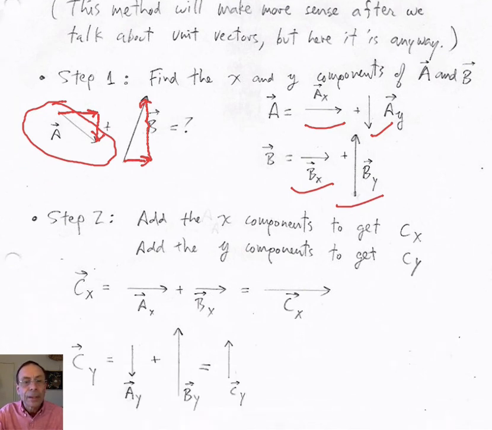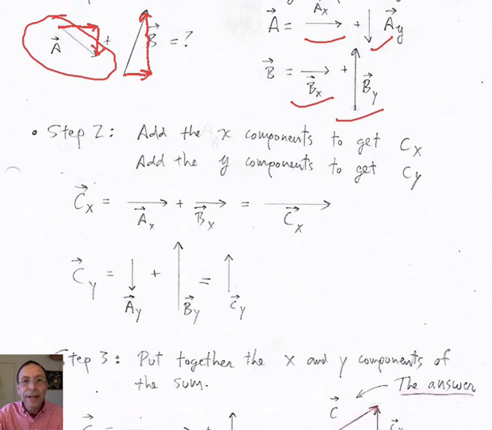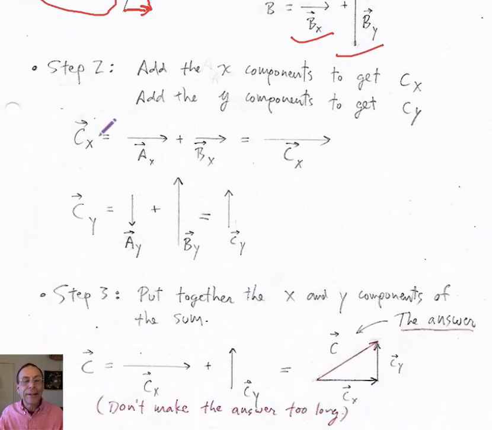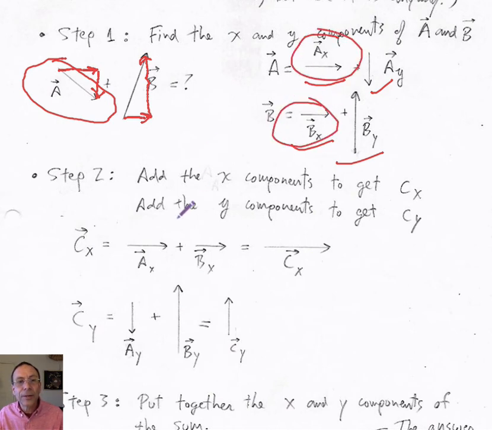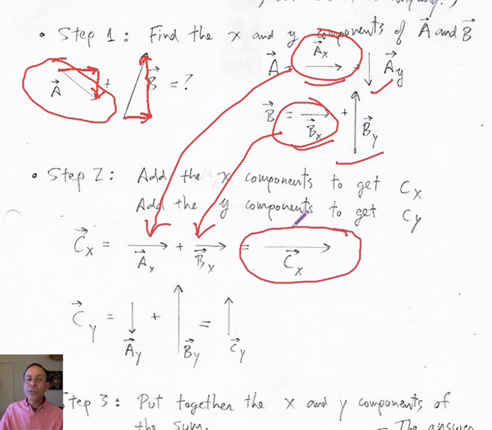Now that you've done that, you're going to add the x components together. You take this x component and this x component, and you put them together and add them up. Basically you're putting the tail of this one on the tip of that one, and you get the answer's x component. We'll call the answer the vector C.